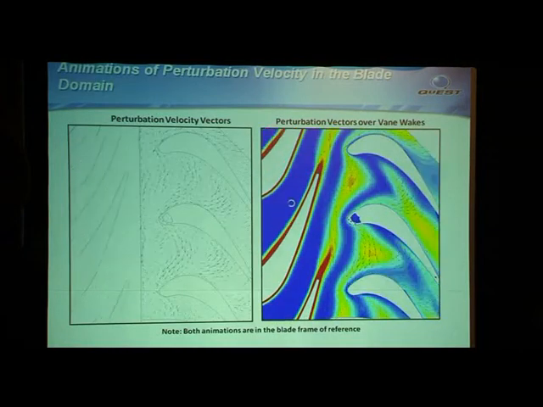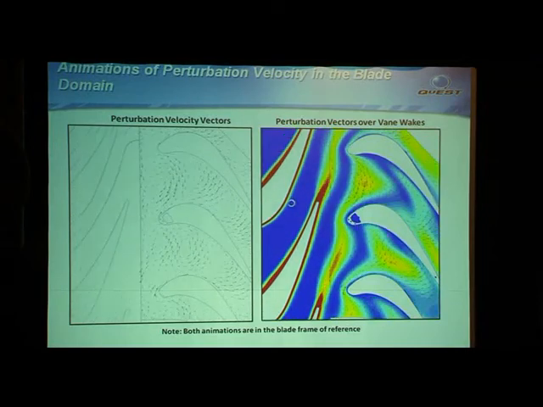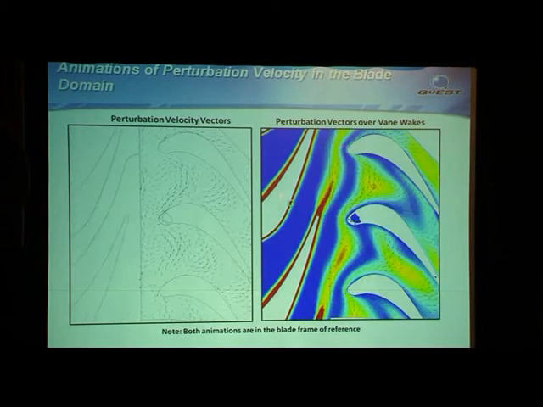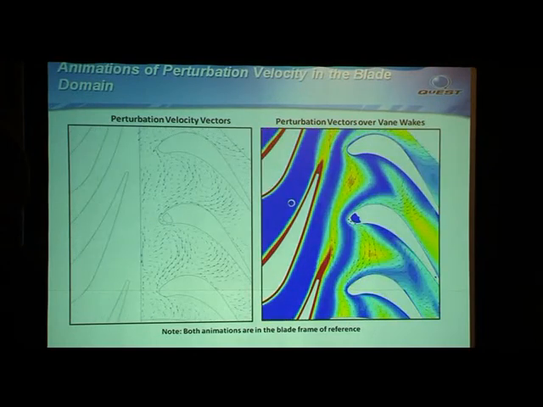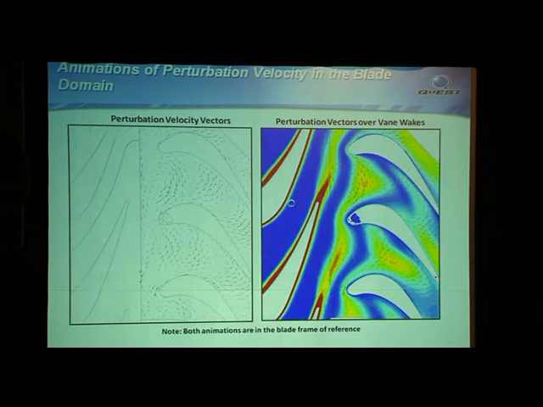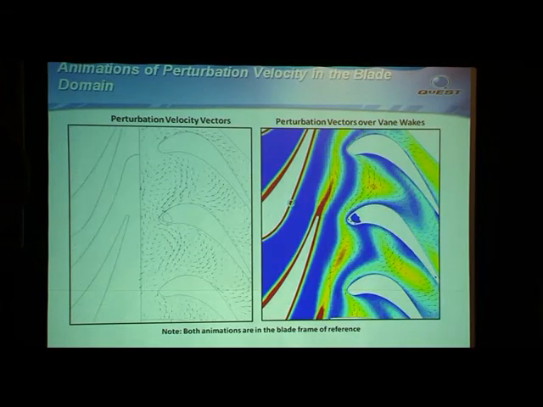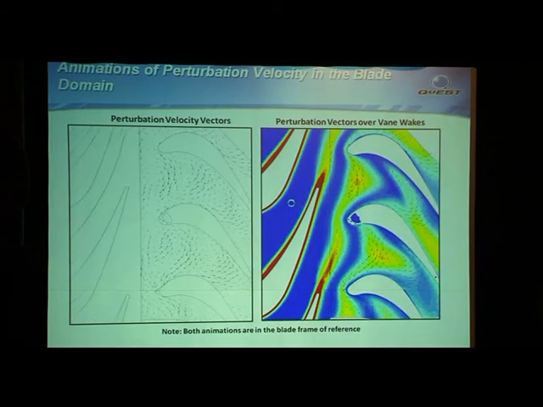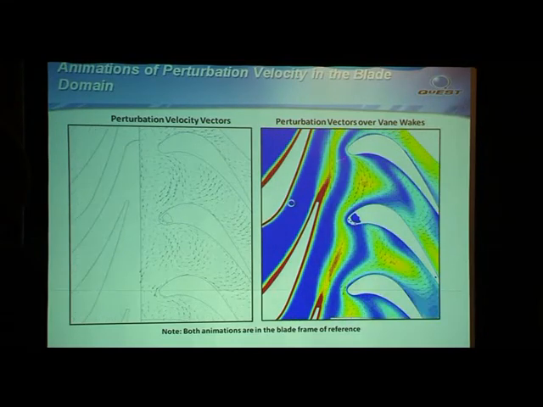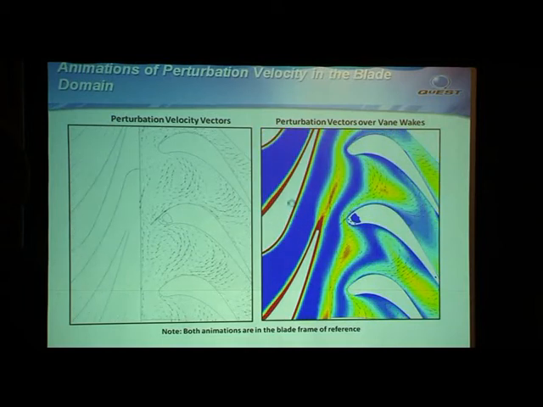So we went and looked at these perturbation velocities. It's plotted two different ways, one with just vectors here, and one with those vectors overlaid on top of the wake plot that we looked at earlier. And what you can see is in the wakes, see how these vectors are streaming towards the suction side? Very similar to what we saw in the experimental visualization chart. So I think we are actually seeing these strong negative jets influence the flow field.